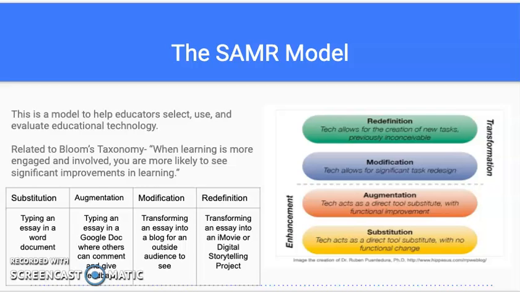The second level of the enhancement category in this model is augmentation. This is where tech still acts as a direct tool substitution, but with that, there are some functional improvements. So an example of this would be instead of typing the essay in the Word document, now you're typing it into a Google Doc. And so you have the capabilities of being able to share that with other people.